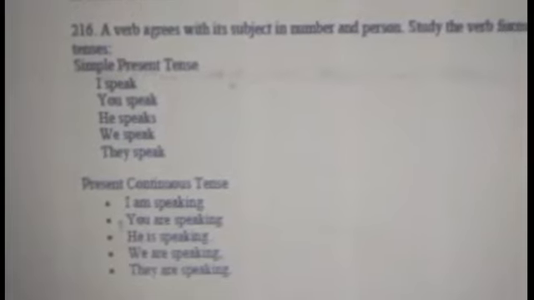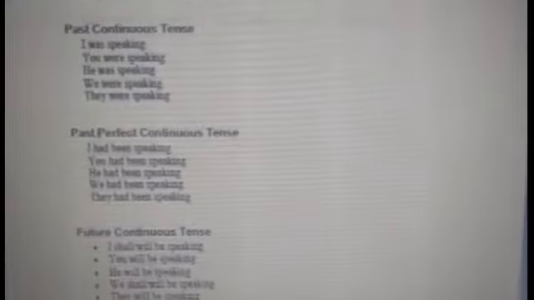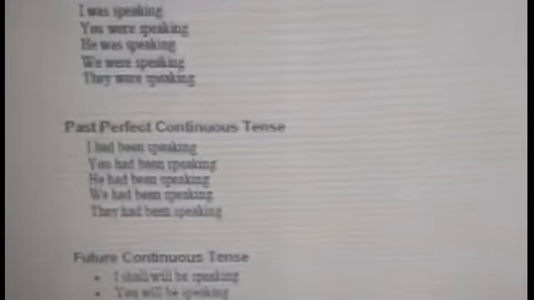In the same way, the uses of the present and past tenses. The simple present is used to express a habitual action. Example, he drinks tea every morning. I get up every day at 5 o'clock. My watch keeps good time.